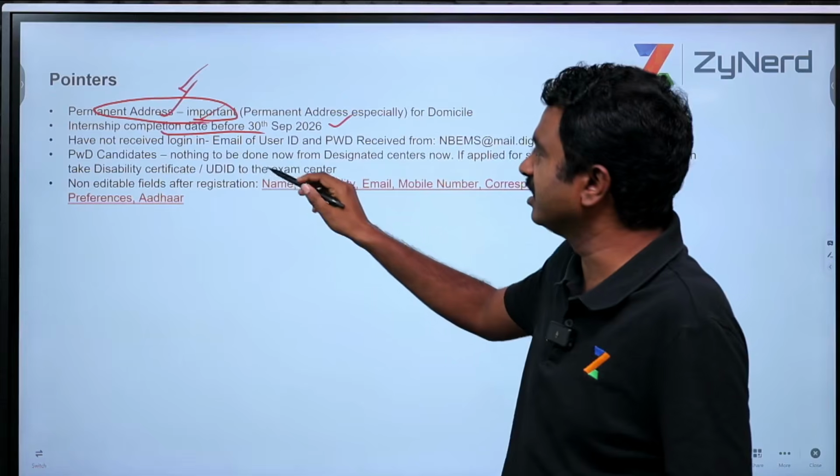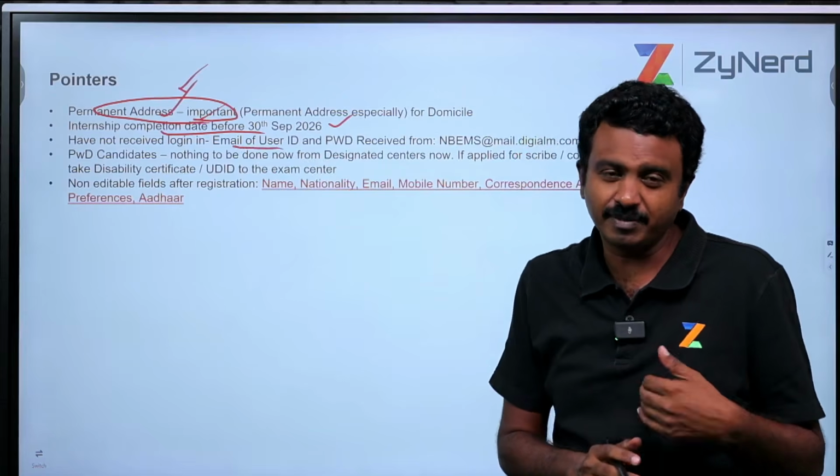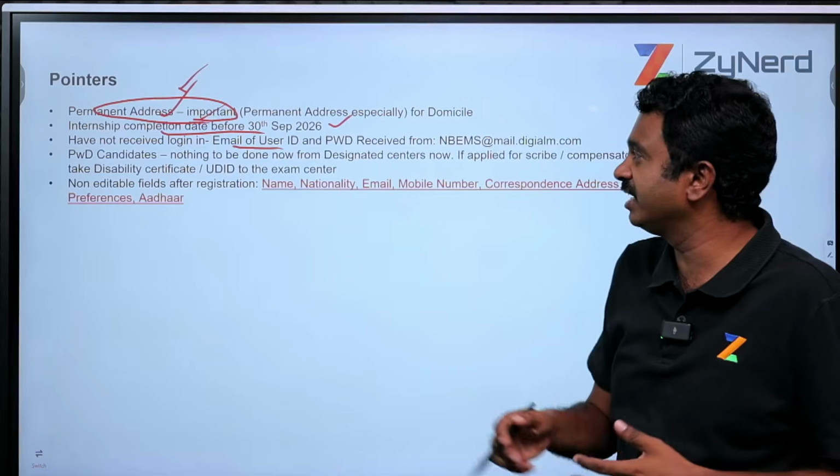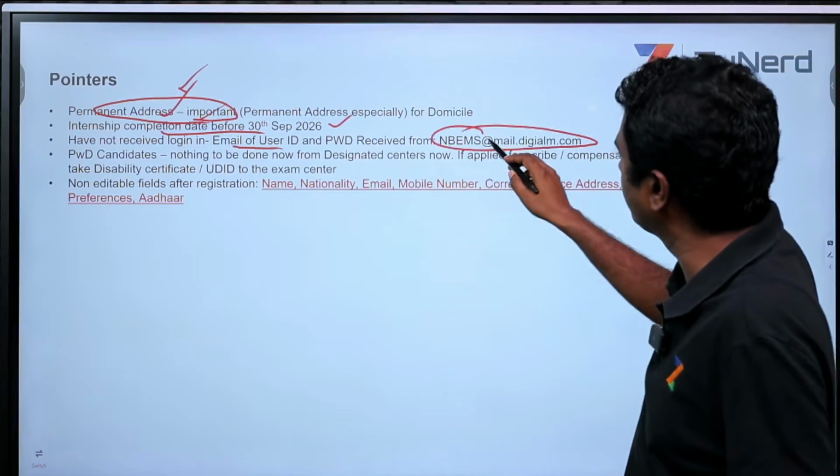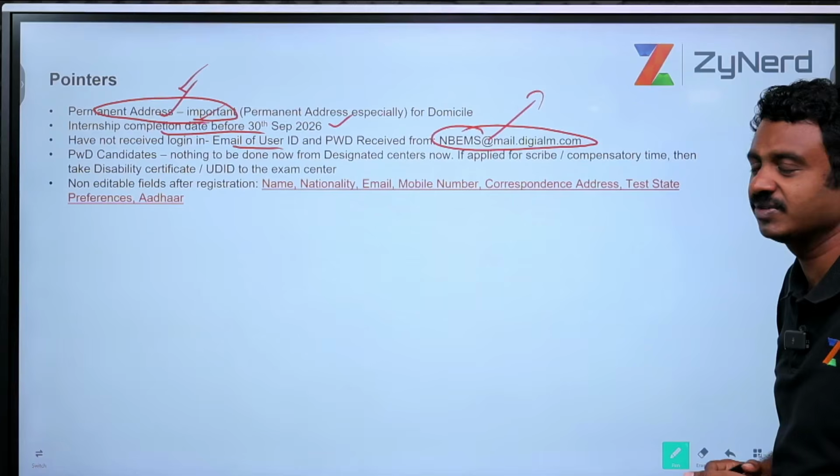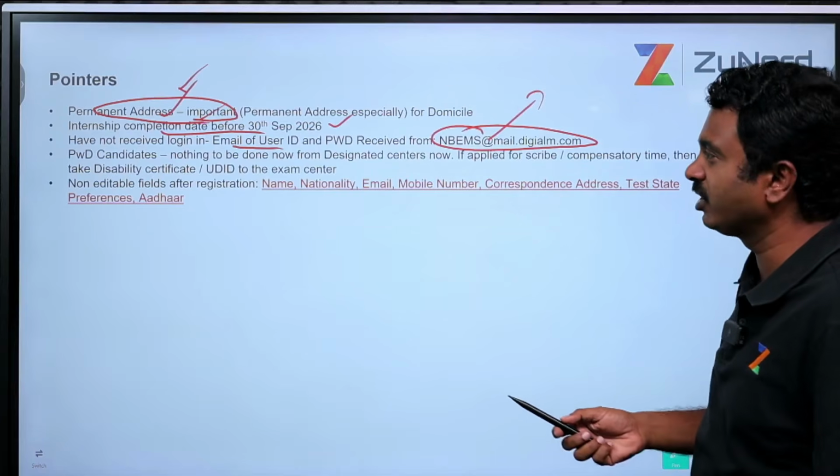Internship completion date 30th September. Many candidates have come up with a query saying I have not received the login details. The login details would have been sent through this email ID. You can search with this email ID in spam. You will be able to get that.